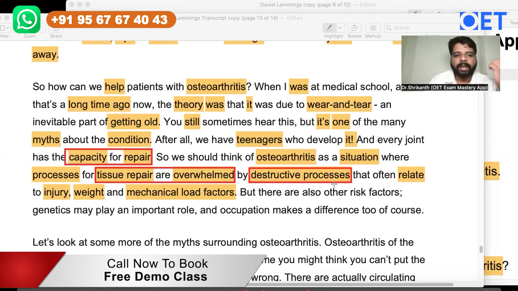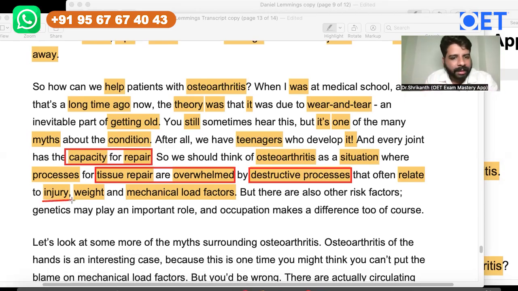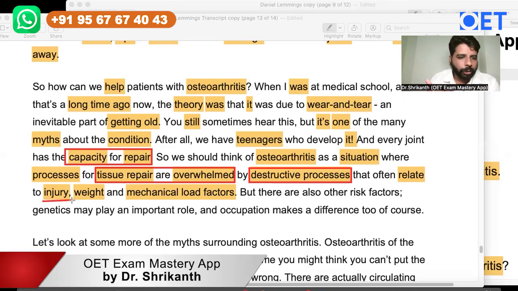Now, what are the destructive processes? So he is saying number one, if there is injury, the patient's body is trying to heal itself, but the patient's body is injured. So if the patient's body is injured, it is extra stress on the body. Extra stress basically means the patient's body is overwhelmed.